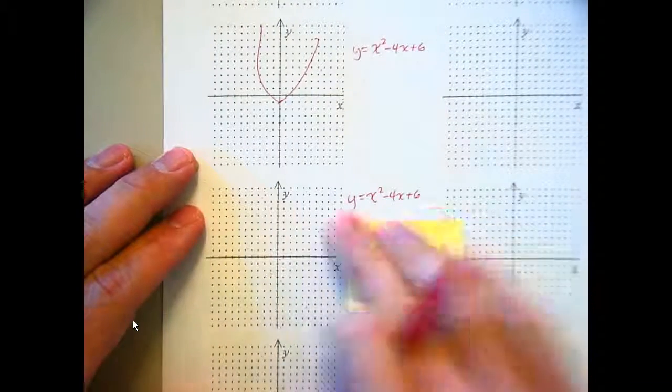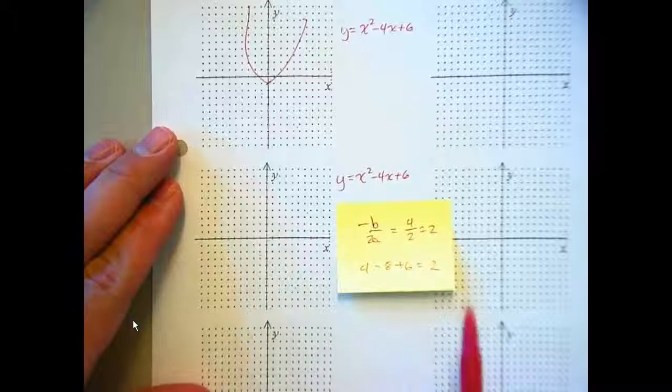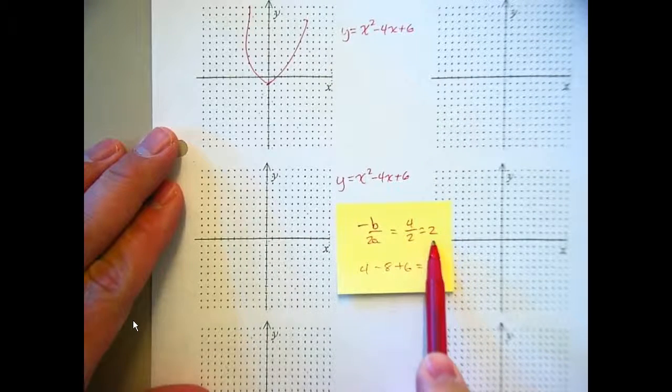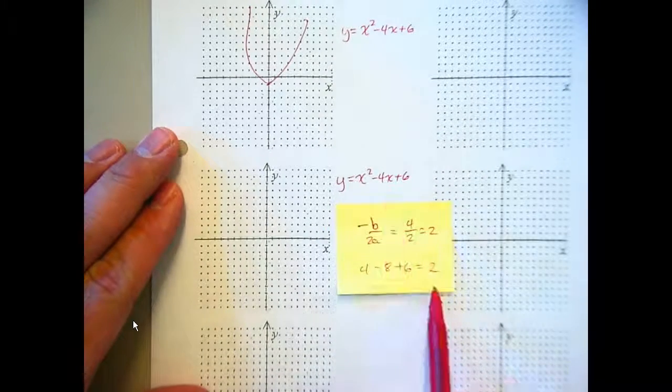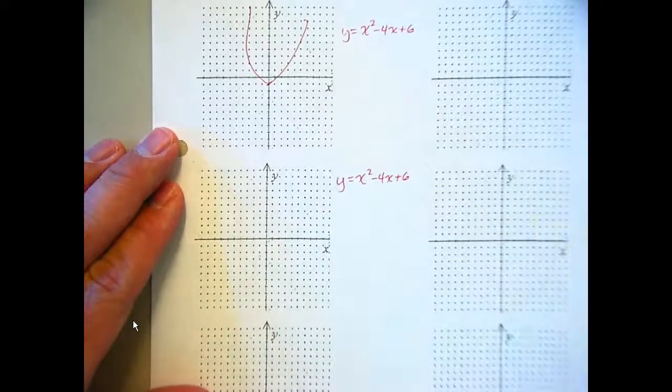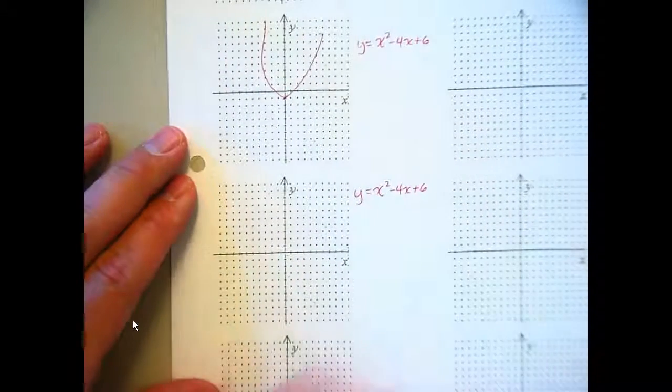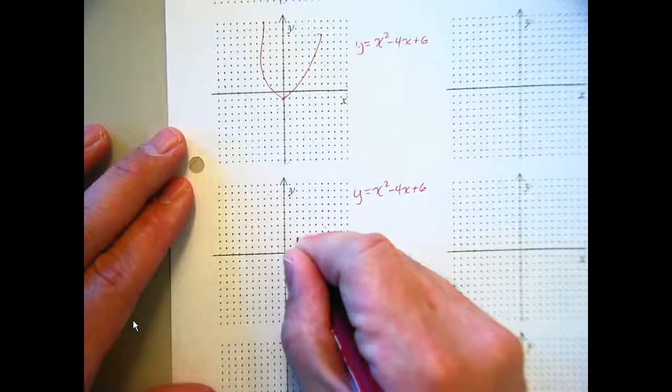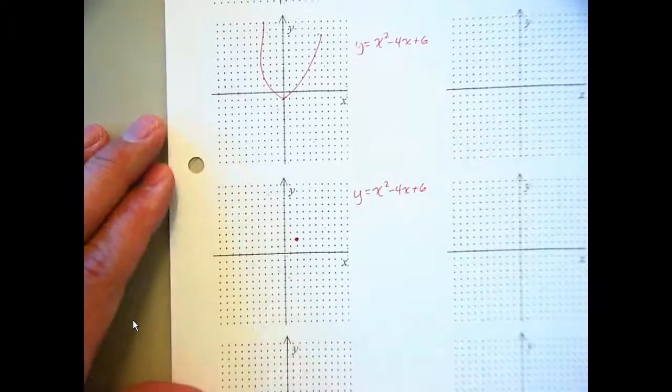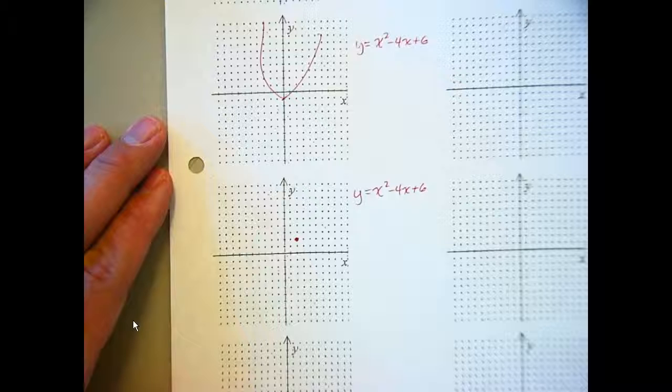Okay, so the vertex is 2, 2. Opposite of b over 2a is 2. Plug that in to your function and you get 2. 2, 2. How many got 2, 2? Okay, 1, 2, 1, 2. There's the vertex. We good?